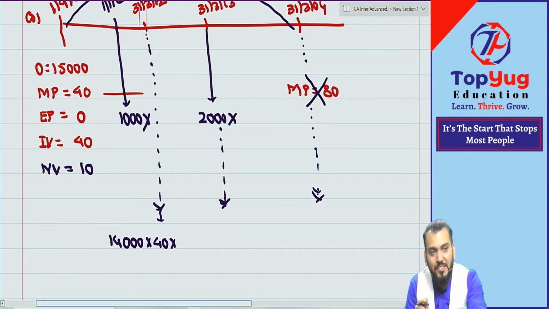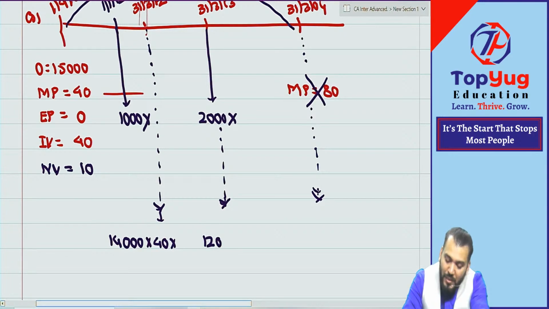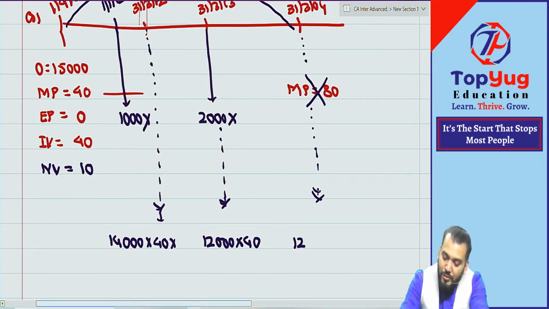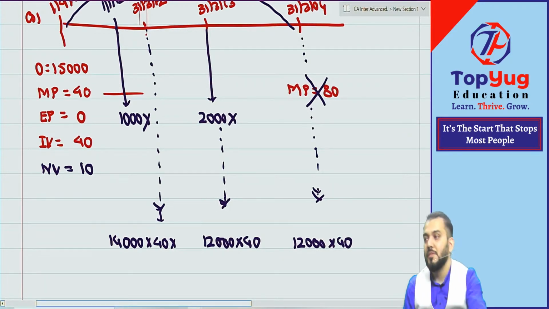For the second year, how many options will you take? 14 minus 2, withdrawn, it becomes 12,000. What is the value of option? 40. And third year, how many options will you take? 12,000 only, so actual is also 12,000. 12,000 into 40. Got it? Simple.